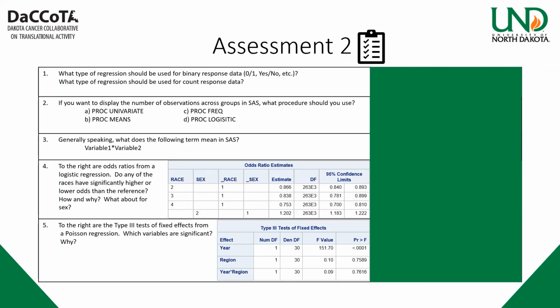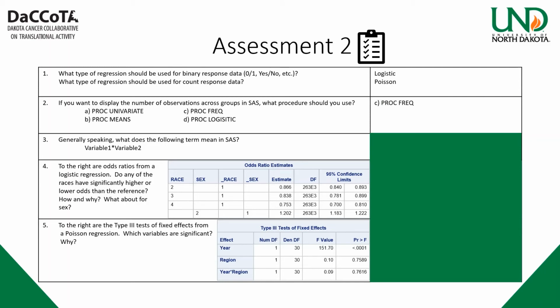I certainly did. Now for number 1 here, we're asking about types of regression used. Well, for binary response data and count response data, we should use logistic and Poisson like we used for the probability of fighting or the number of warp breaks. So if you want to display the number of observations across groups in SAS, well, that's essentially a frequency table, so we want to use proc freq.